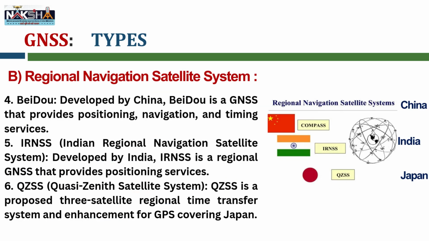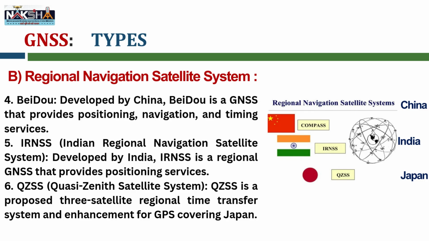Next, let's look at some regional navigation satellite systems, which are designed to provide positioning and timing services over specific areas. BeiDou. Developed by China, BeiDou provides positioning, navigation, and timing services primarily for the Asia-Pacific region. IRNSS, Indian Regional Navigation Satellite System. Developed by India, IRNSS is a regional GNSS that provides accurate positioning services over the Indian subcontinent.